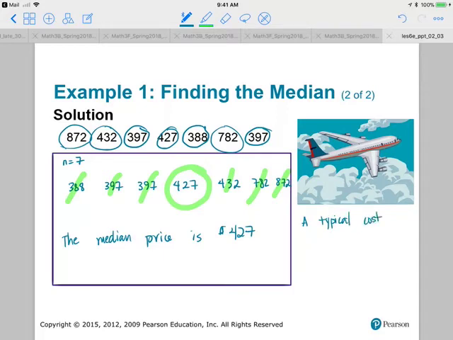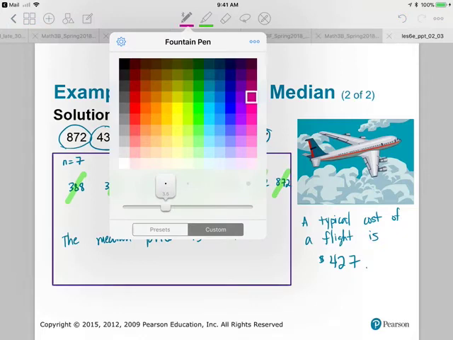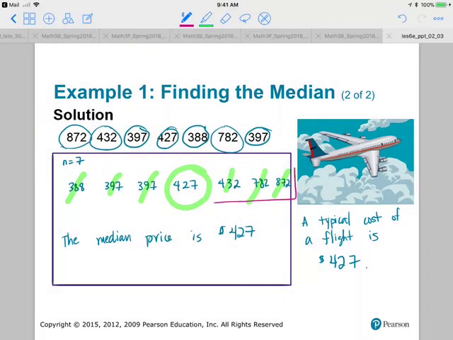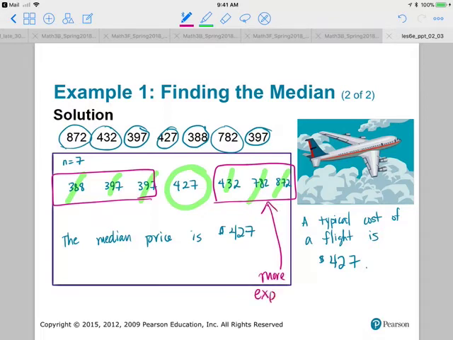cost of a flight is $427. And what's their reasoning? The reasoning is based on the sample that we have, this sample of 7. 3 are higher and 3 are lower than 427. So this number of 427 is taking the data and splitting it in half, right? So these 3 are more expensive than the median, and these 3 are less expensive.